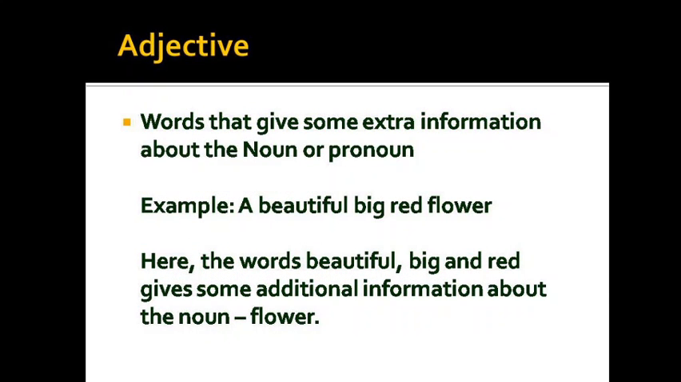Then we have the adjective. Adjectives are the words that give some extra information about the noun or pronoun that is used in a sentence. For example, a beautiful big red flower. So in this sentence, flower is a noun. Here the words beautiful, big and red, all these words, they give some additional information about the noun, that is flower, how the flower is looking like.